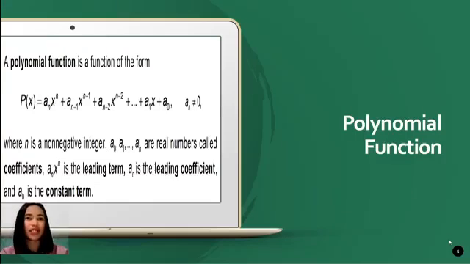With the definition above, n is a non-negative integer, wherein we have a sub 0, a sub 1, and until a sub n are real numbers, which are what we call the coefficients. So for the leading term, we have a sub n x raised to the n power, and a sub n is said to be your leading coefficient. And the constant term is a sub 0.